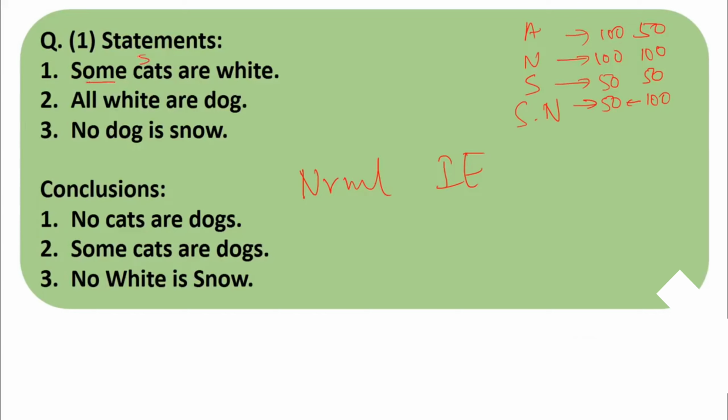Some: 50 to element 1, 50 to element 2. All: 100 to element 1, 50 to element 2. No: 100 to element 1, 100 to element 2. Conclusion, no: 100 to element 1, 100 to element 2. Some: 50 and 50. No: 100, okay, I'll write over here, 100 and 100. 98% sum done.